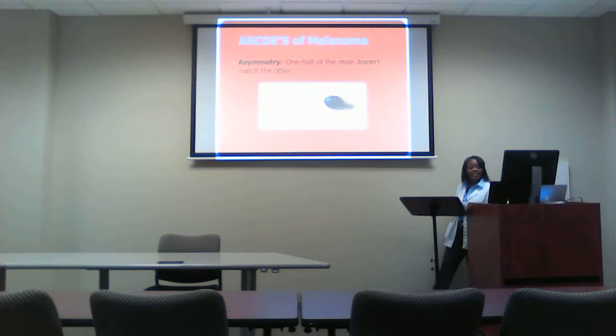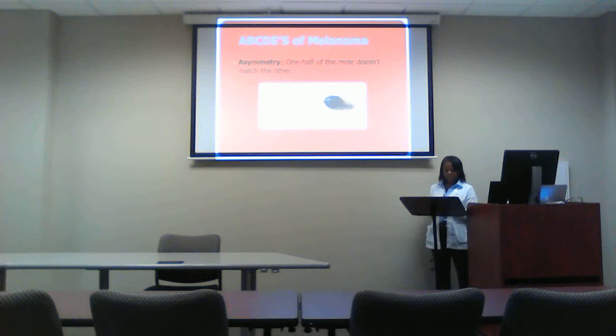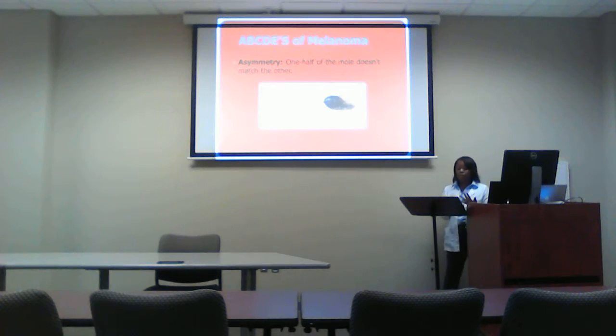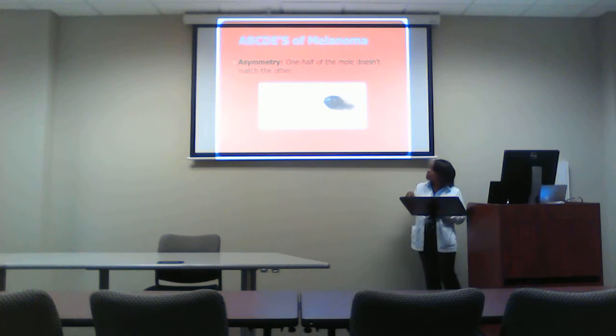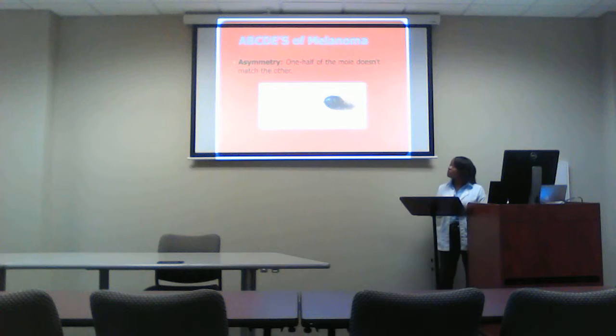Know your ABCDEs of melanoma. A, asymmetry. One half of the mole doesn't match the other. The mole on your right is benign. It is symmetrical, the borders are even. The mole on your left is not symmetrical at all.